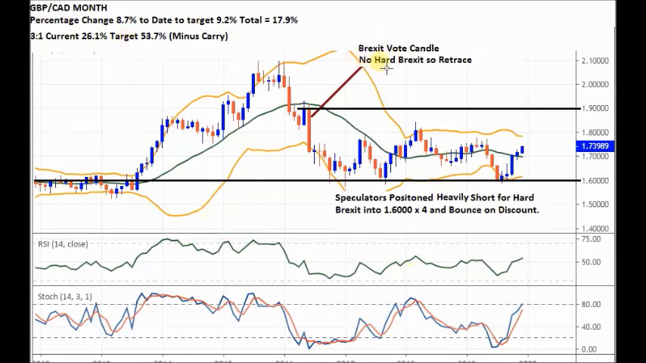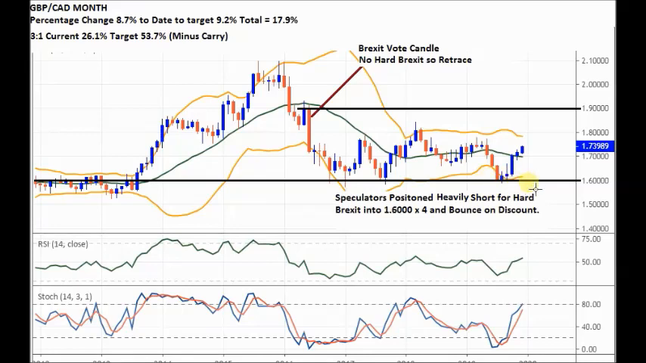Now, in terms of this chart, here is the vote out from the UK to leave the EU, and we go down to the 160 level and poke through it, and speculators are positioned short for a hard Brexit. So it's discounted in the price, we bounce back. Happens again, we bounce back. They're all to varying degrees, of course. We bounce back here quite nicely, the nicest of those three.